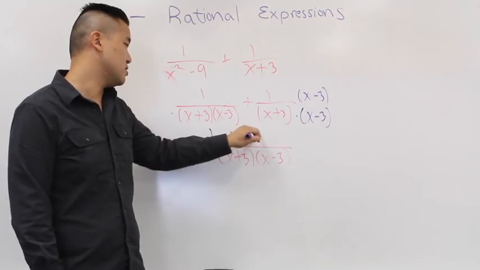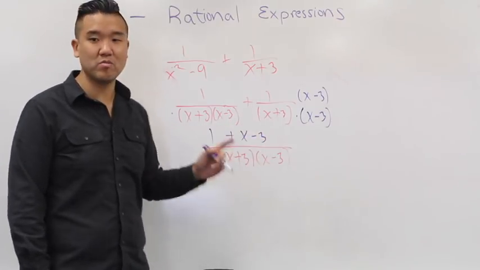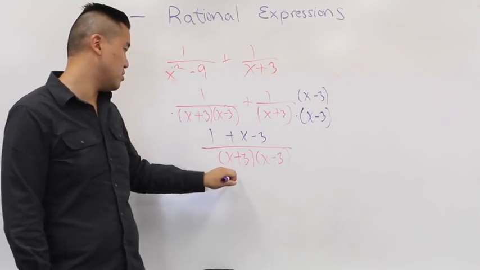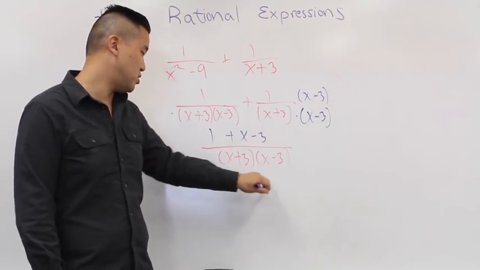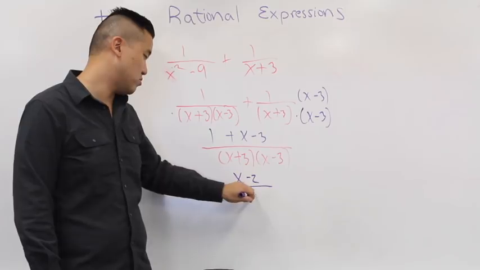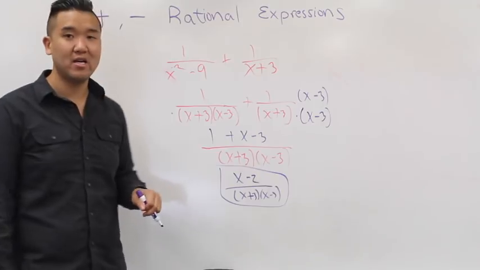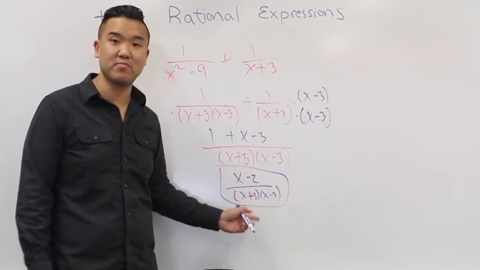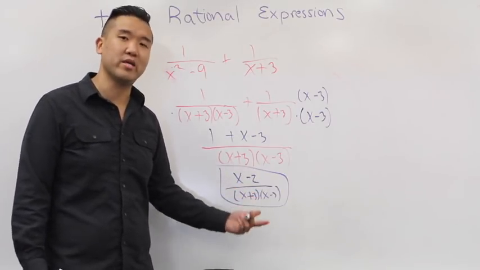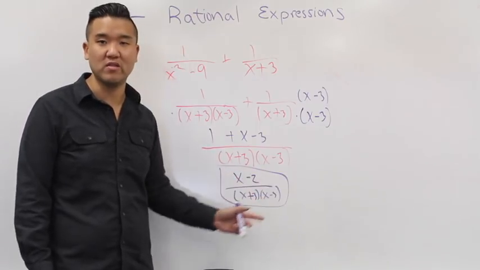So you have x minus 3 there. Combine the numerator. We're going to leave the denominator alone. So you have x minus 2 all over (x plus 3)(x minus 3). I will leave it alone like that. You don't have to distribute this back out. It doesn't make the problem any nicer or prettier, so we're just going to leave it like this.